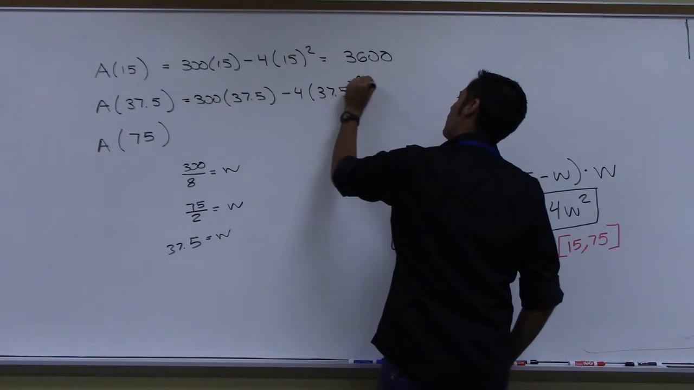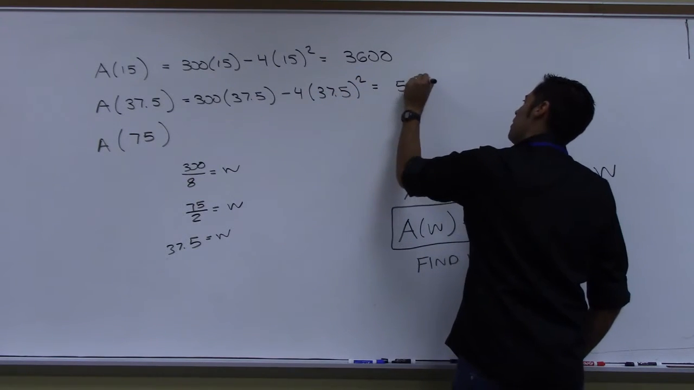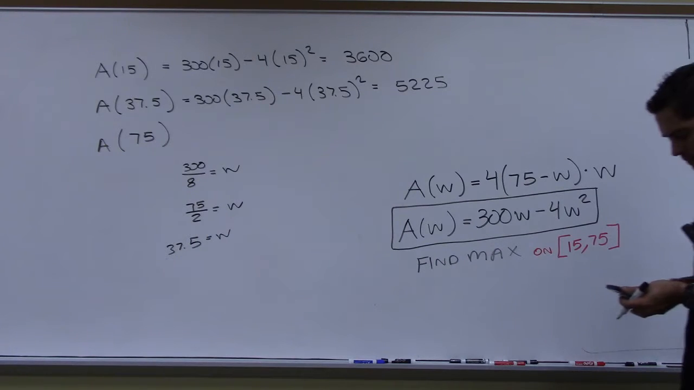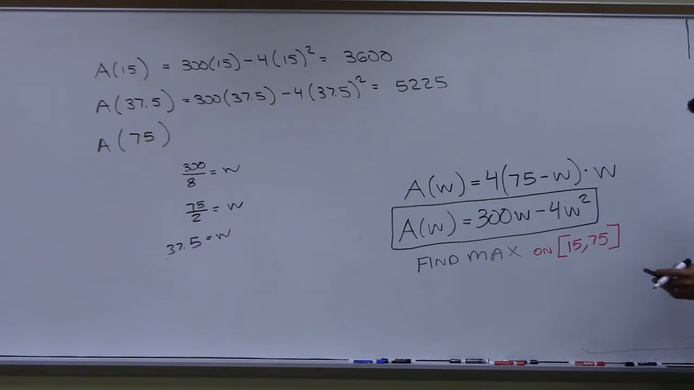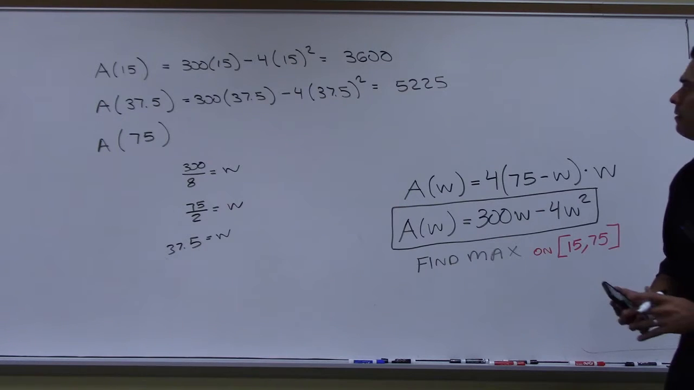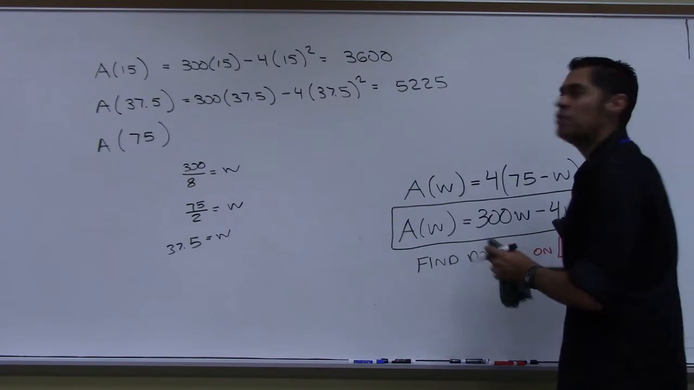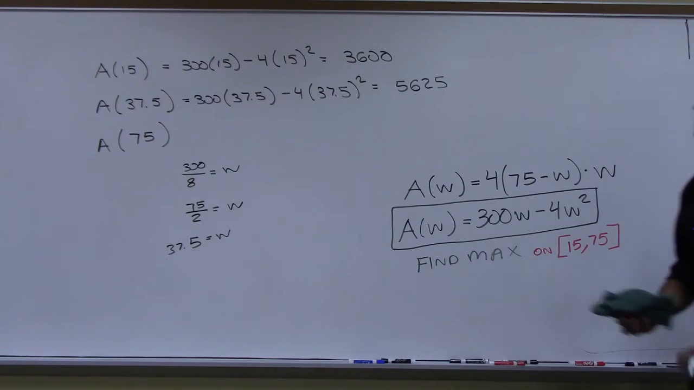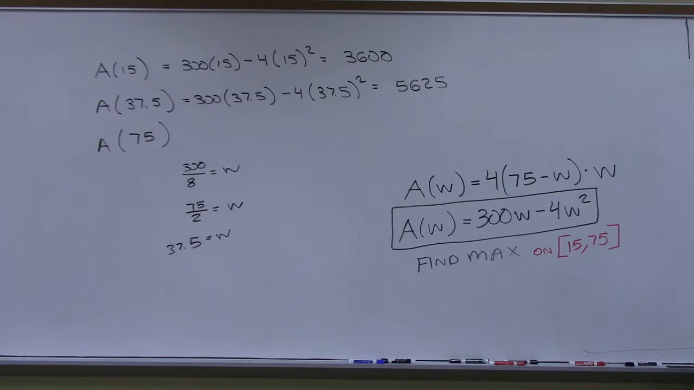What did you get? 56.25. Anyone else? I want at least one more confirmation on that one. 5625. Yes? 5625? Oh, yeah, I put 56. No, sorry, I think I messed up. 5625? Yes. Okay, and then what about 75?